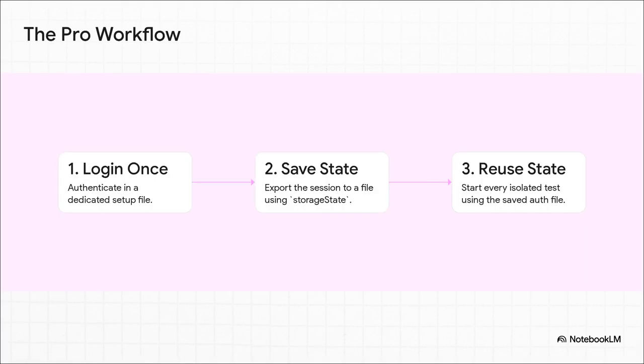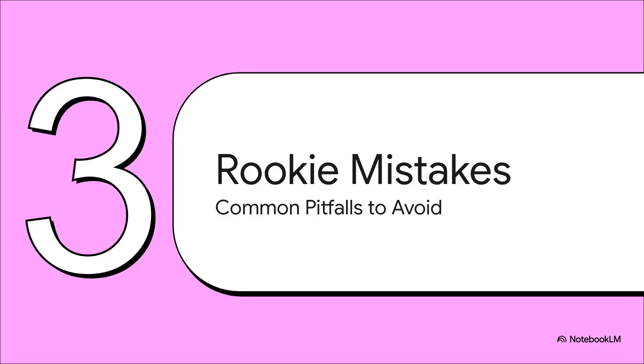Step 1, you create a single dedicated setup file that does nothing but login. Step 2, you use a powerful Playwright command called storage state to basically take a snapshot of the entire session, all the cookies, local storage, everything, and save it to a file. And finally, step 3, you tell all your other tests to start their new, clean browser context using that saved file. You get the absolute best of both worlds. You get lightning-fast tests because you're skipping the UI login, and you get the guaranteed reliability of a fresh start every single time.